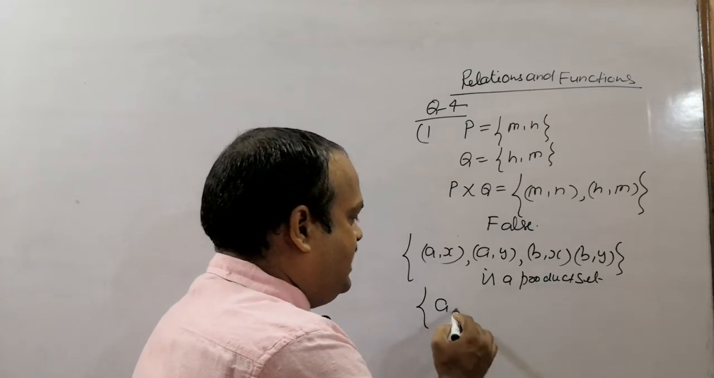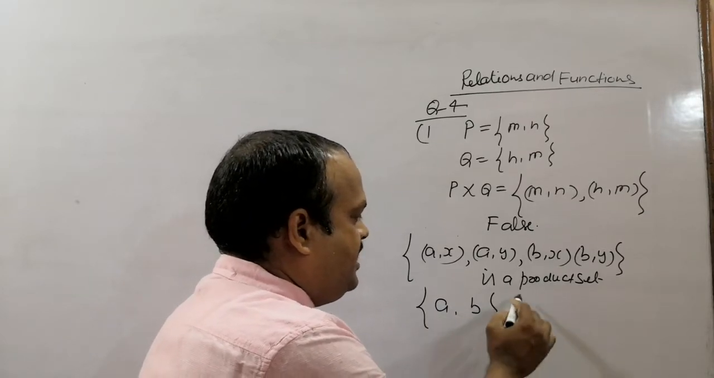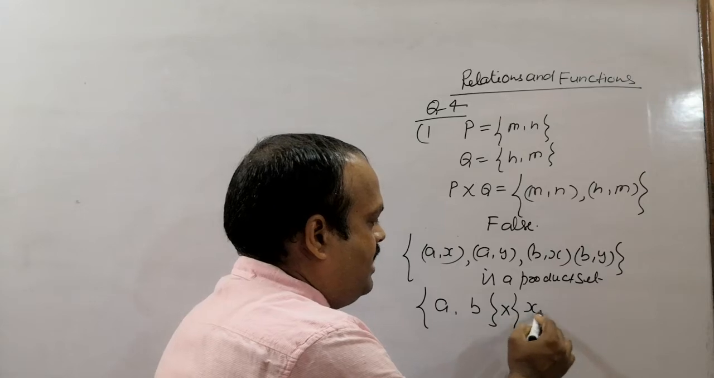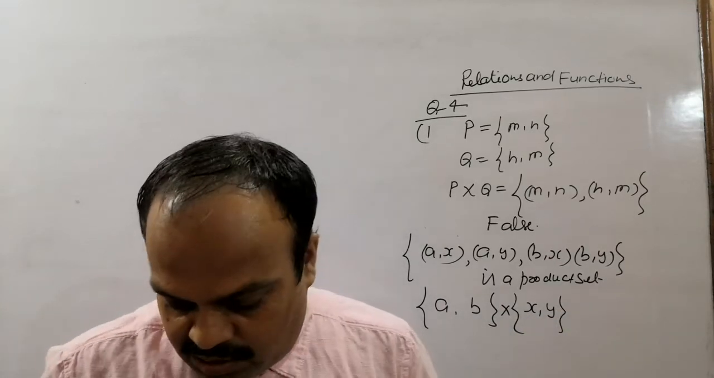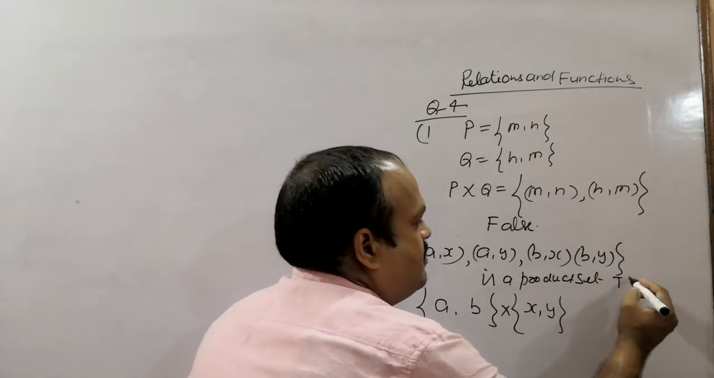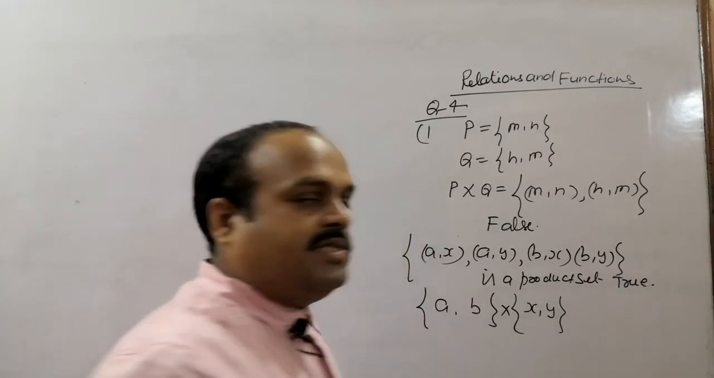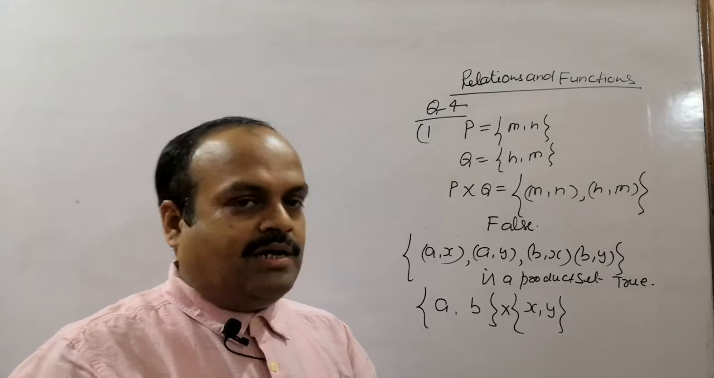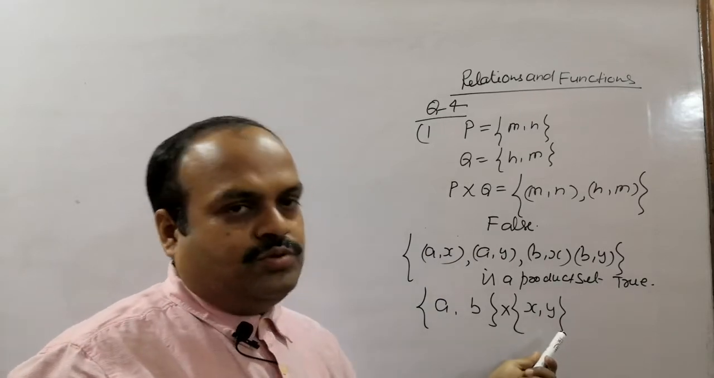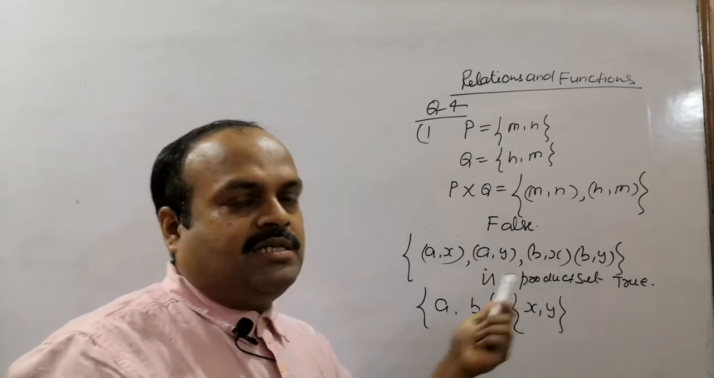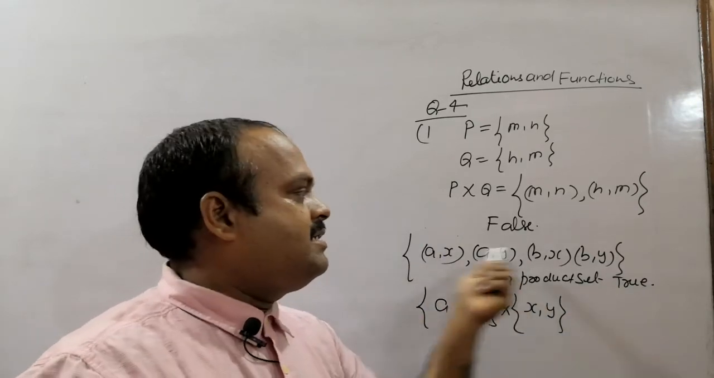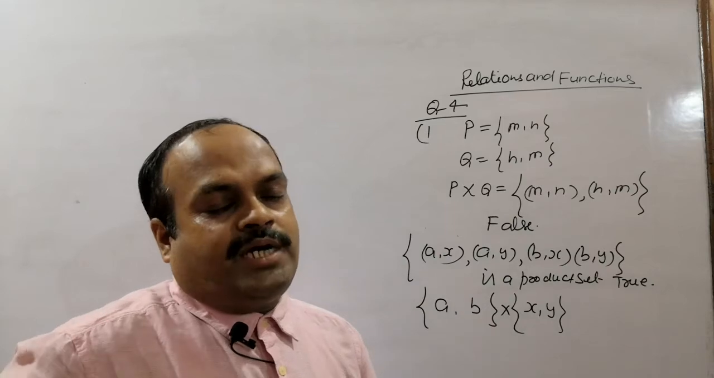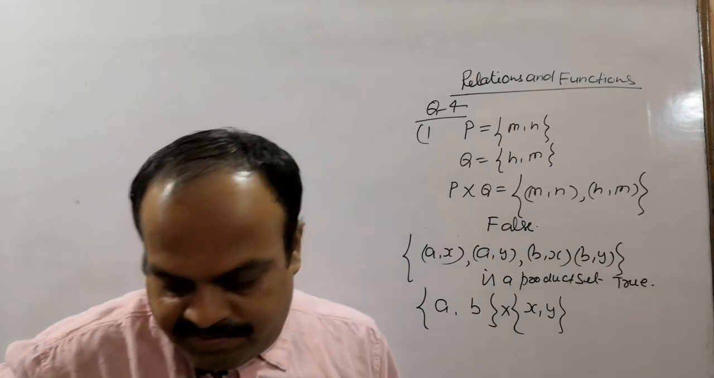having the elements A, B and X, Y. Yes, this is true. This statement is true because when we multiply these 2 sets, I mean when we get the Cartesian product of this set and this set, we will get this type of ordered pair elements in it.